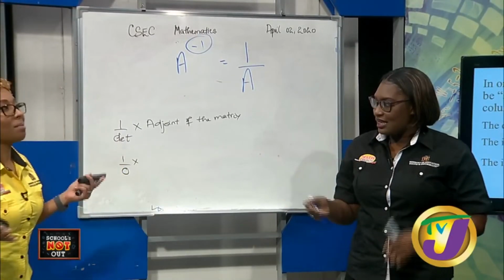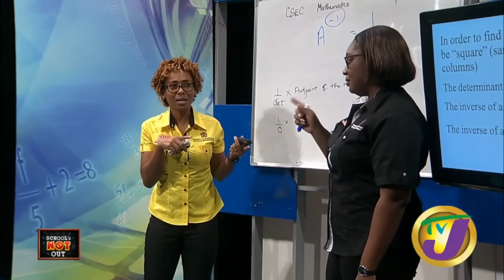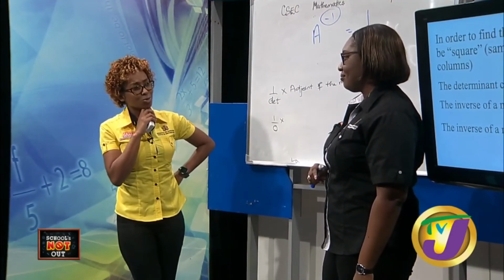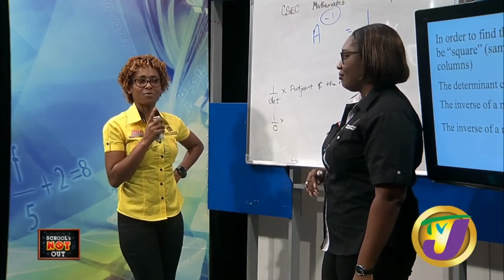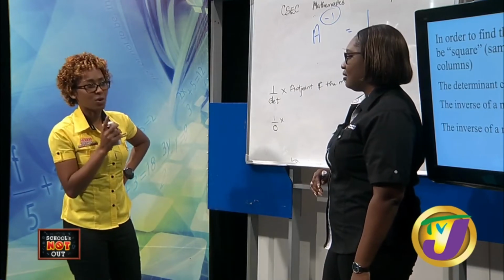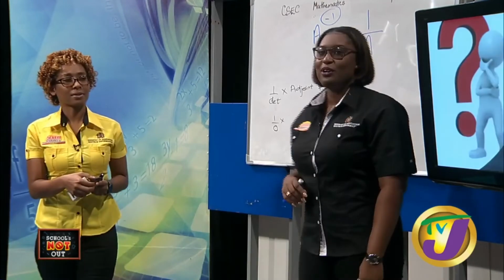That means not all matrices have an inverse, based on what you just said. Exactly. Not all matrices have an inverse. They must have a determinant which is not 0. As long as it's not 0, they'll have an inverse, all right? There we go. So here we're going to be looking at some CSEC questions.